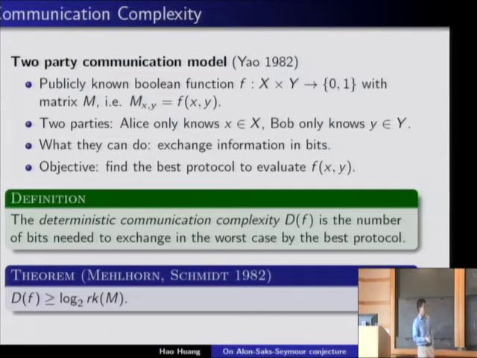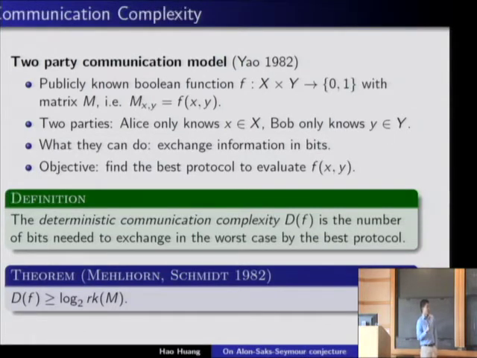Now we have two people, Alice and Bob. Alice only knows some element from X. Bob only knows some element from Y. And what they want to do is evaluate the value of f at a point (x, y). What they can do is exchange information in bits. Every round, Alice can tell Bob one bit of information, and Bob can tell Alice another bit of information. They keep doing this until they know what f(x, y) is.